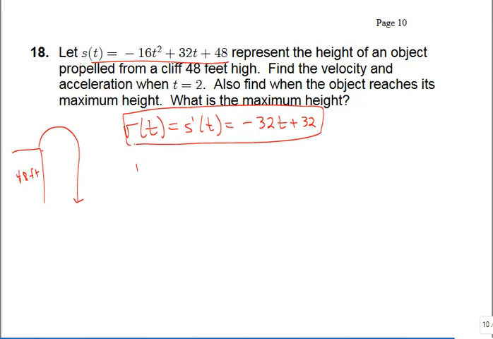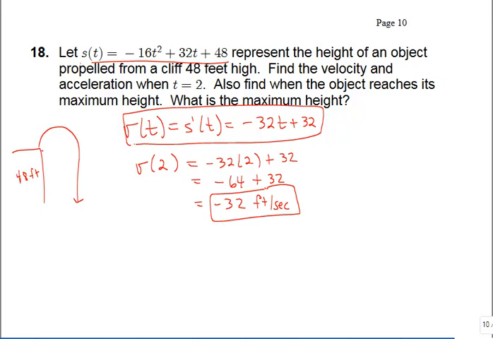So what would be the velocity at 2 seconds? Well, we could just plug in 2 for t. And negative 32 times 2 is negative 64. And when I add 32 to that, I get negative 32 as well. And the units on this, because it's a velocity, should be feet per second. It should be a position over a time. So there's our velocity at time 2.